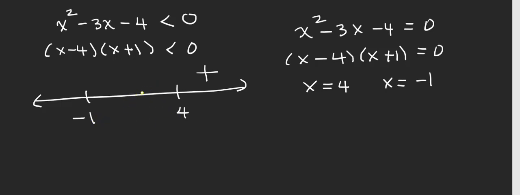Now, what will be a nice number to test from negative 1 to 4? 0. 0 is always nice. So 0 minus 4 is negative. 0 plus 1 is positive. Negative times positive is negative. Any number between negative 1 and 4, you choose, you plug it in, you end up getting negative.